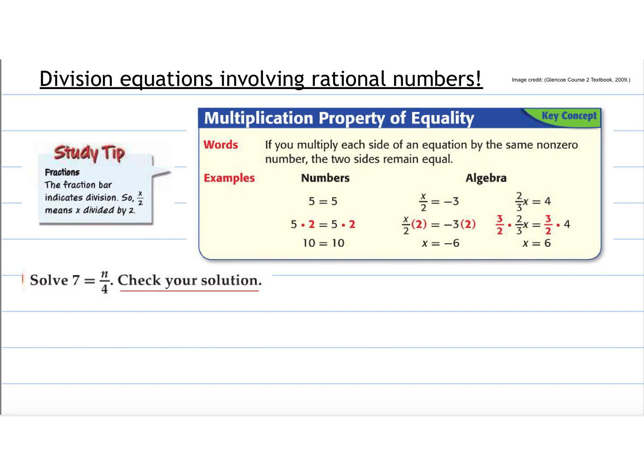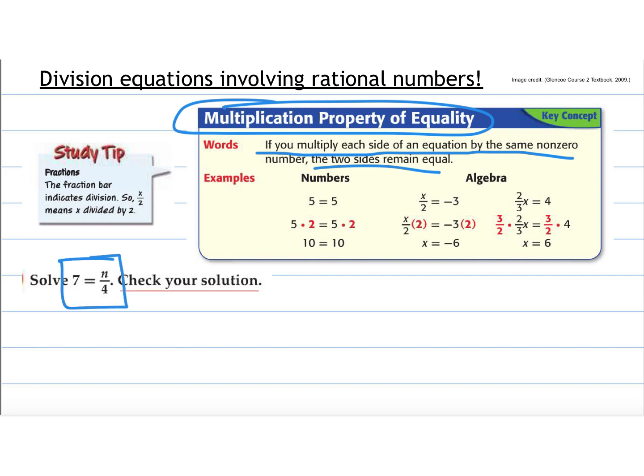Alrighty, so let's remember the multiplication property of equality, which means that if we multiply each side of an equation by the same non-zero number, the two sides remain equal. So basically what we've been doing in our equations unit so far, whatever we do to one side, we have to do to the other. So if we have 7 equals n/4, this would be a great problem to write in your notebook. I'm going to rewrite it right here.